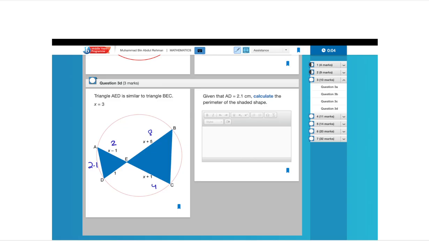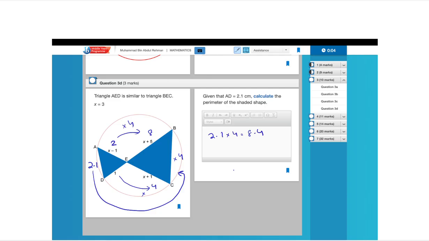So if we were to look at it from the ratios perspective, this side is being multiplied by 2. In fact, no, as compared to the other triangle, this is being multiplied by 4, right? And this side, as compared to the other triangle, is also being multiplied by 4. So automatically, can we assume that this side also needs to be multiplied by 4? So 2.1 multiplied by 4 gives us an answer of 8.4.